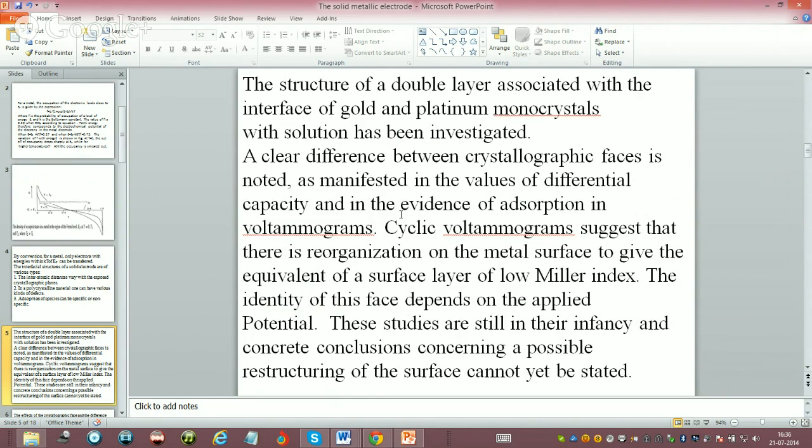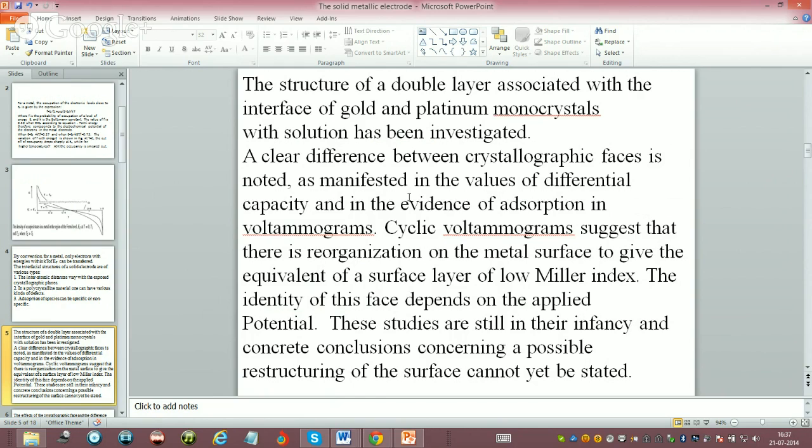Cyclic voltammograms, we have to think about the cyclic voltammograms in great detail. I will do one lecture on cyclic voltammograms themselves, and then on all the things that can be done with them. They suggest that there is a reorganization of the metal surface to give the equivalent of a surface layer of lower Miller index. Okay, I hope you understand. There is a reorganization of the surface in the electrolyte medium. The identity of this phase depends upon the applied potential.